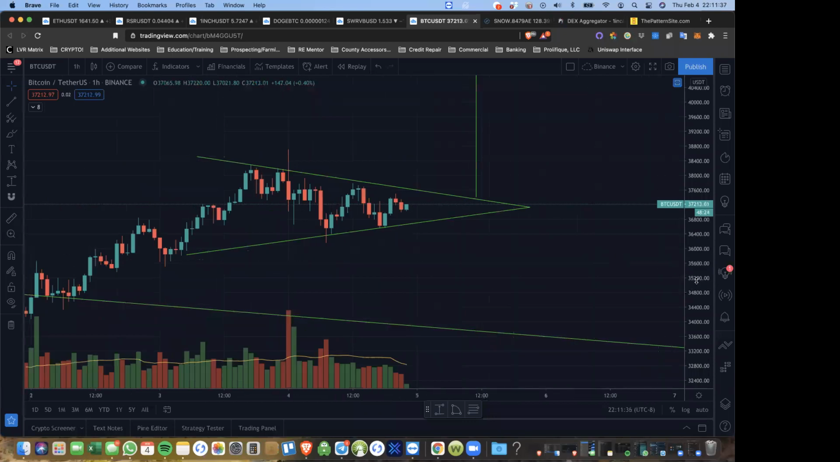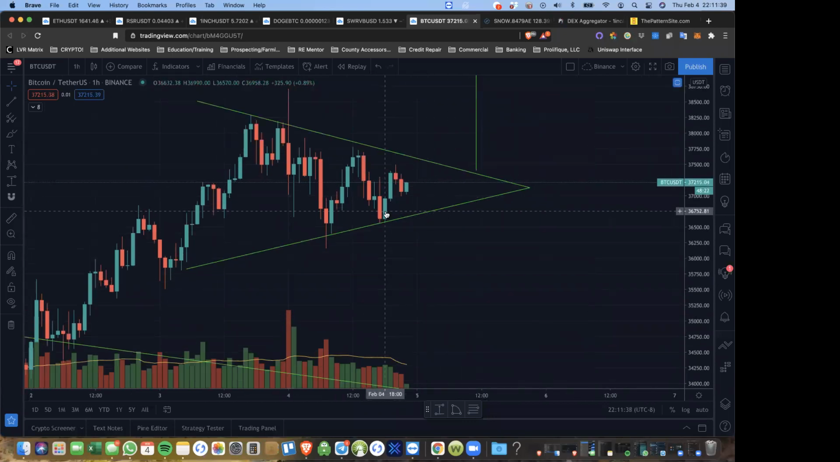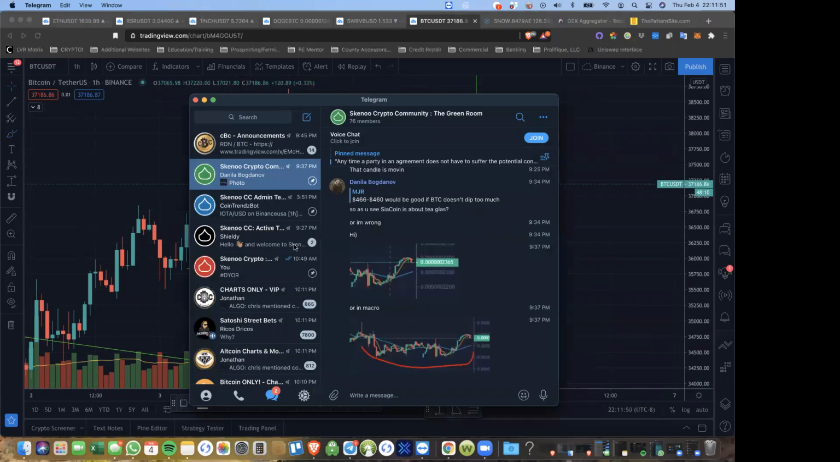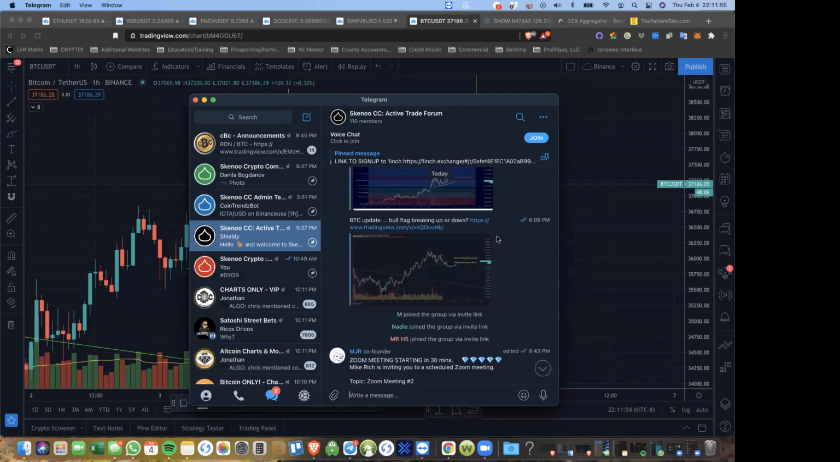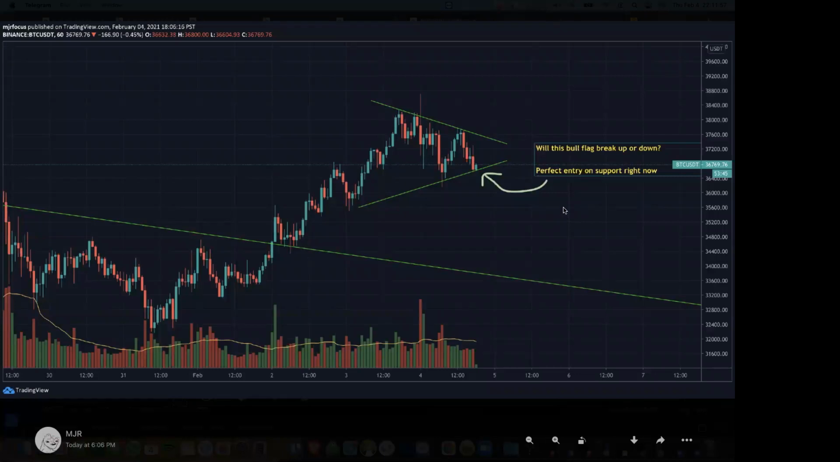And I don't know if you guys saw, but literally on this candle at 6 o'clock, this candle was right here, literally right here. Actually, let me show you the chat. Look at this. What did I say? Will this bull flag break up or down? Perfect entry on support right now. This is where you buy.